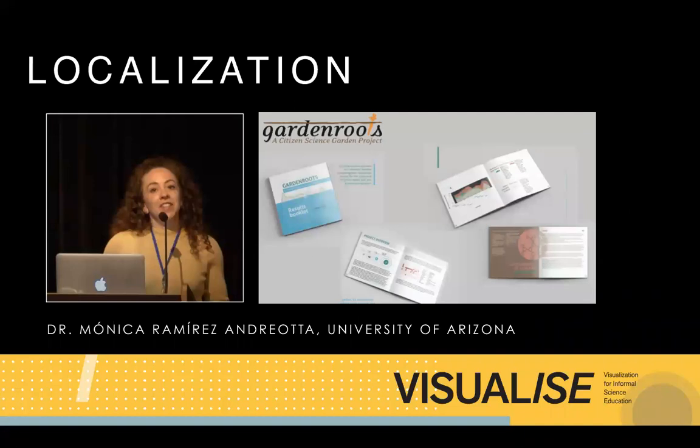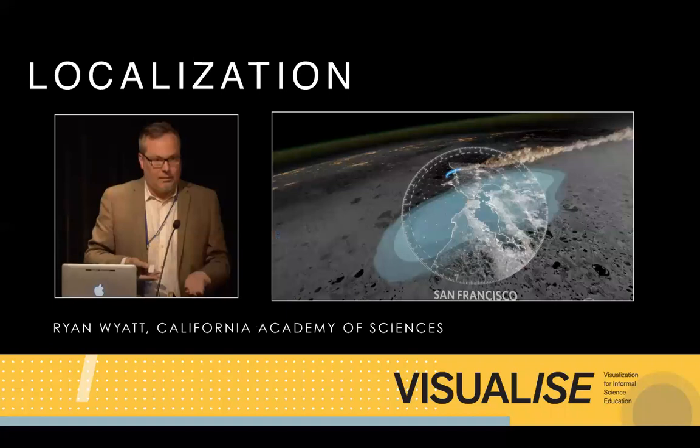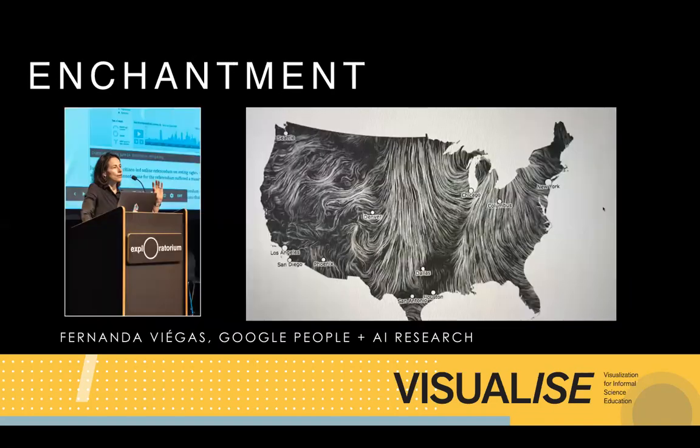Monica Ramirez Andriota from the University of Arizona shared her work going into communities and helping communities identify their questions and then creating personalized visualizations about the safety of their soil and the water that they were collecting. Another example of localization was Ryan Wyatt from the California Academy of Sciences sharing how they use local cities to give an idea of the scale of large events in planetarium shows.